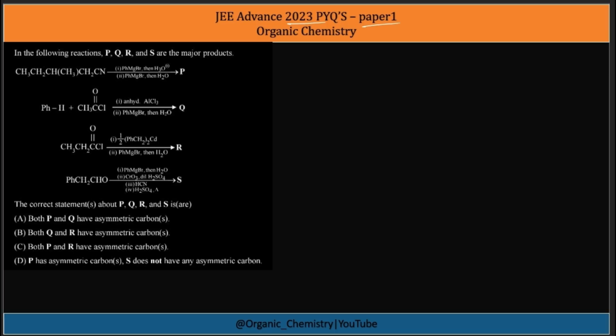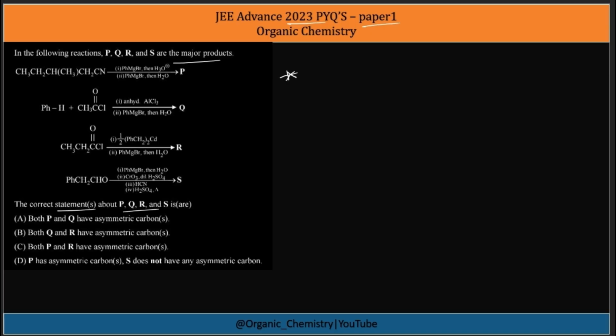I don't want to waste your time. Yes, let's read the question. In the following reactions, P, Q, R and S are the major products. So we need to find overall P, Q, R, S, and find the correct statements about these products. All right. So we need to solve these conversions. These are very simple. I'll explain you.